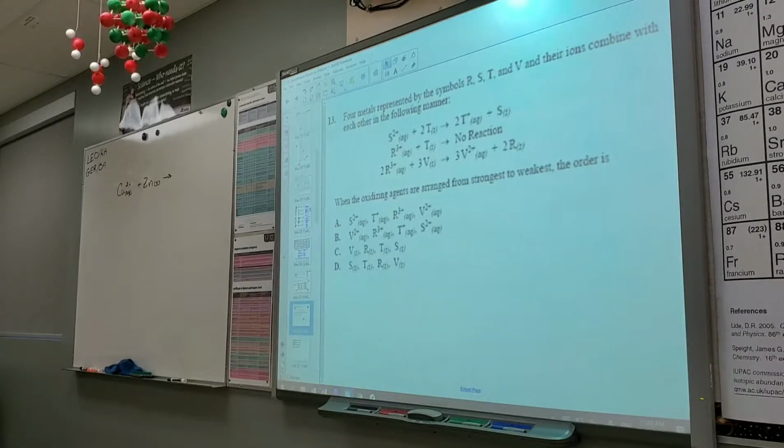Yeah, that's because it was asking about oxidizing agents, right? But if it was asking about reducing agents, then you'd have to fill the whole table.